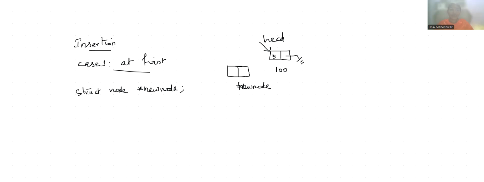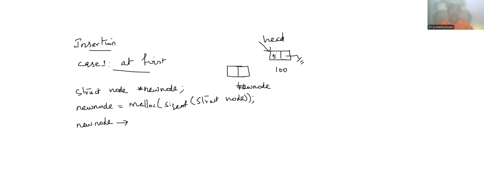Allocate a space also. So new node is equal to malloc sizeof that node. The structure is allotted and space is also allotted. This is my structure, right? So now I'm going to fill the remaining two fields of my new node. The first field is data.